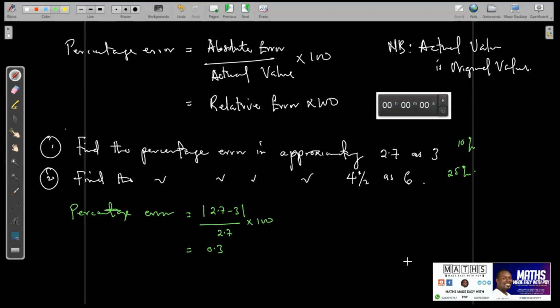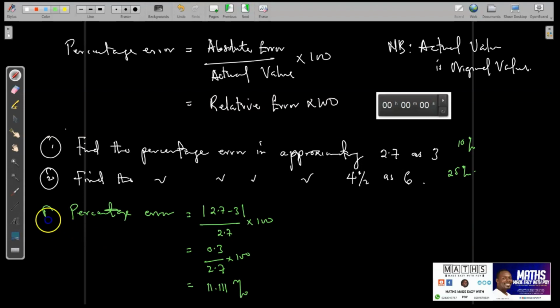Yes. Are we okay? So that I can finish up. Yes, please. All right. So this will be divided by 2.7, then multiplied by 100. Final answer from your calculator, what do you have? 11.11111. So we have 11.111%. So it means the error is so great. It is more than 10%. You have approximated more than 10% of the actual value, which is very bad.